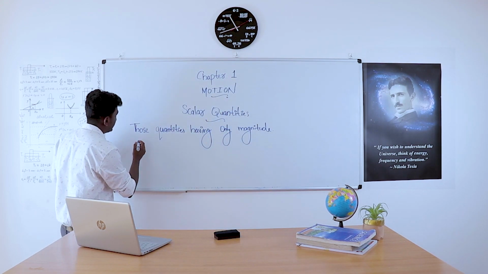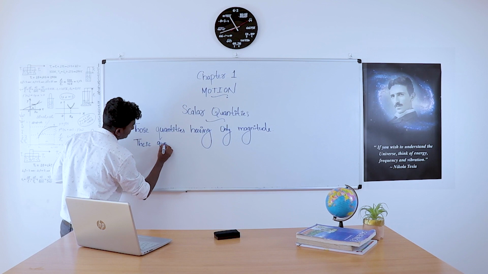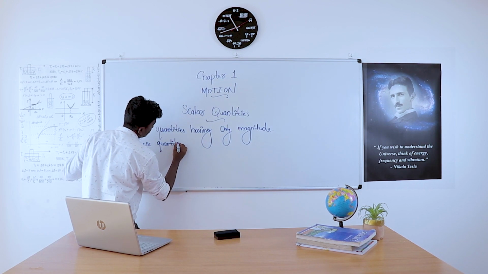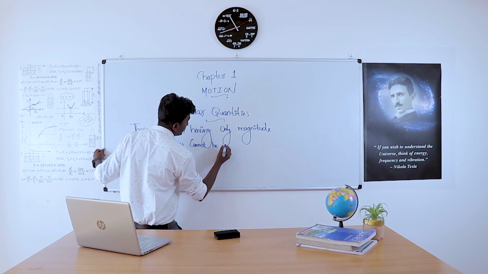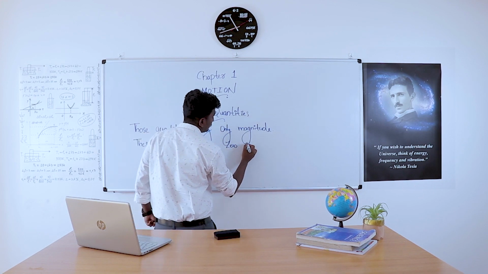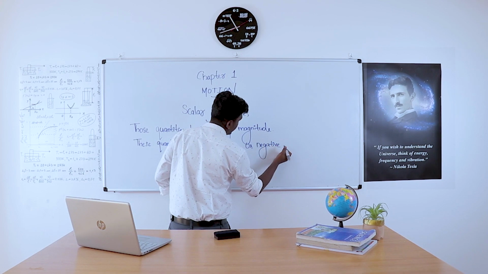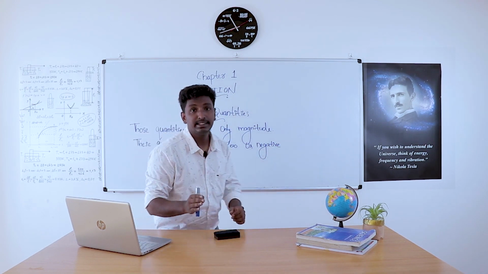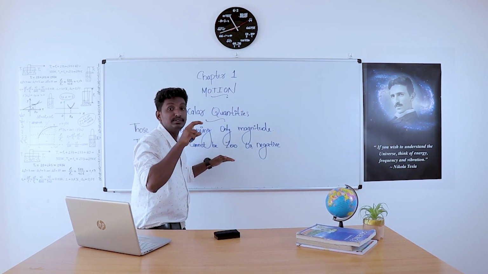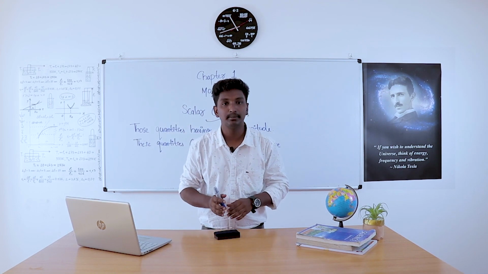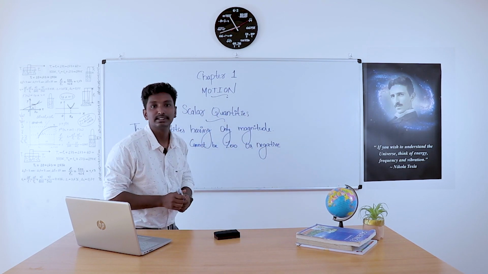Therefore, we can say that these quantities cannot be zero or negative. We can take examples of quantities which cannot be zero or negative. That means the quantities which are not zero or negative are all examples of scalar quantities.